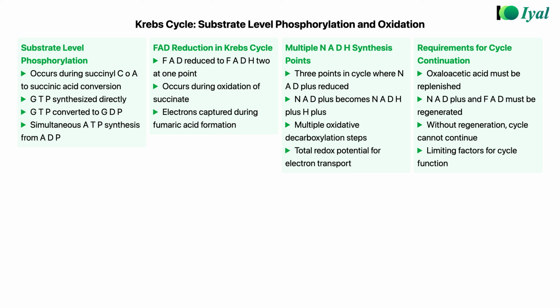First, oxaloacetic acid must always be available. Without it, there is nothing for acetyl-CoA to condense with. Second, NAD plus and FAD must be regenerated from NADH and FADH2. If the cycle makes NADH but there is no way to make NAD plus again, then the cycle stops. It cannot continue. So these are the requirements.